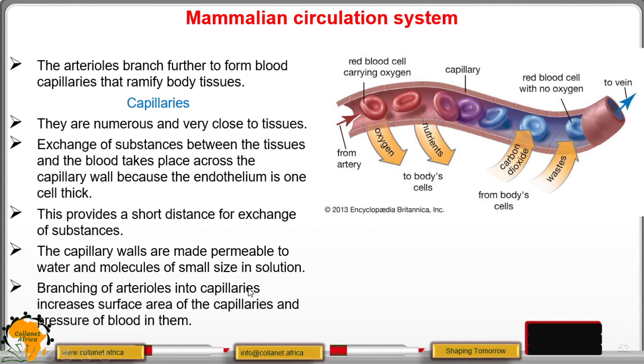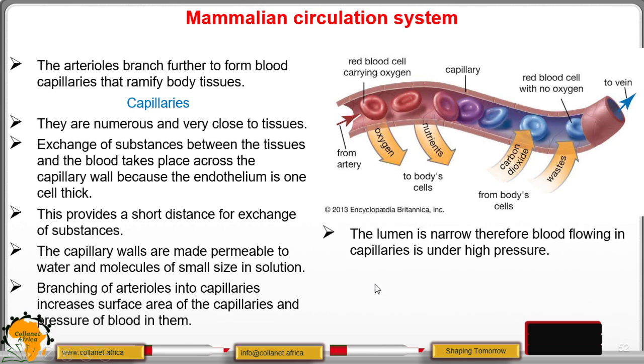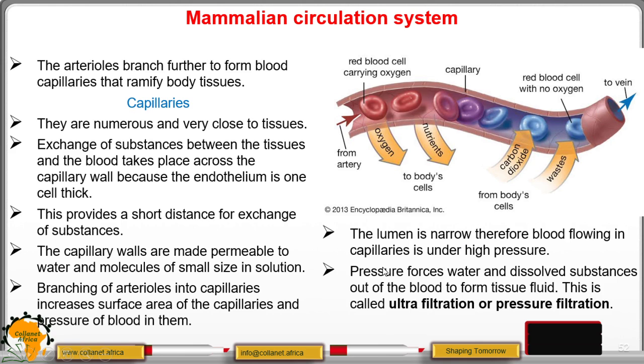Branching of arterioles into capillaries increases the surface area of the capillaries and the blood pressure in them. Therefore, they have a narrow lumen, and that means blood flow in capillaries is under high pressure due to this narrow lumen caused by branching of arterioles into capillaries. This high blood pressure forces water and dissolved food substances out of the blood to form tissue fluid through a process called ultrafiltration or pressure filtration.